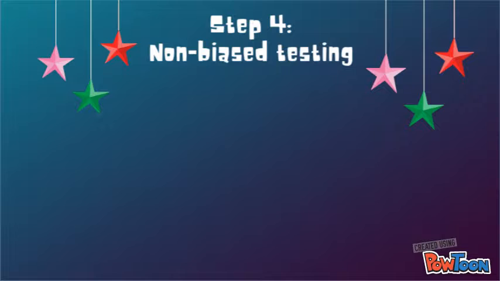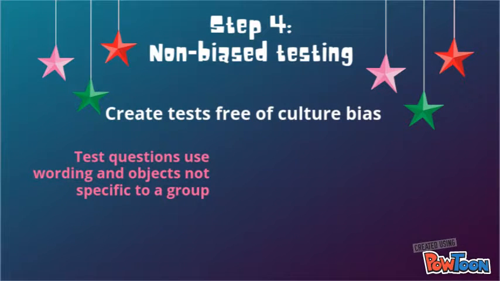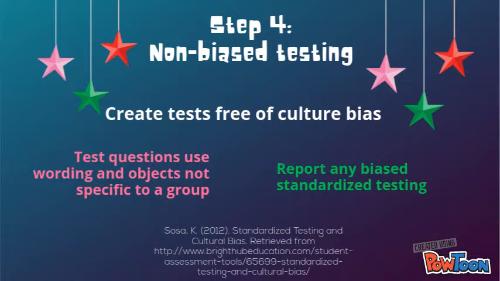Step 4. Non-bias testing. Create your tests free of cultural bias. When making tests, use wording and objects not specific to a group. Sosa gave an example of a test asking students to identify a picture of a casserole. Not all children would know what a casserole is. If you notice questions with a cultural bias on a standardized test, report them to your school official or the testing agency.